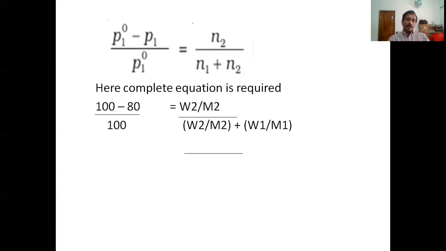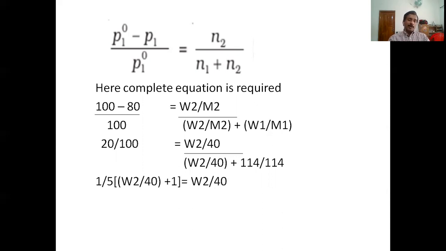P1⁰ you can take as 100, P1 is 80, percentage is given. So 100 minus 80 by 100 is equal to, what is N2? W2 by M2 divided by what is N1? W2 by M2 plus W1 by M1. Now substitute the values. 100 minus 80 is 20. 20 by 100 is equal to W2 by 40 divided by W2 by 40 plus 114 divided by 140.